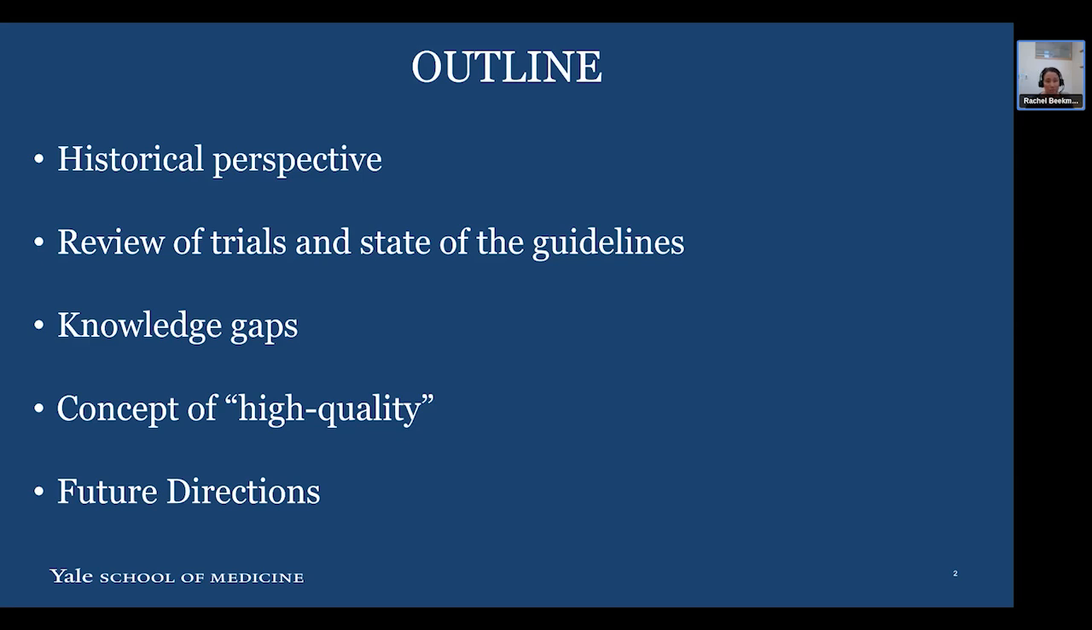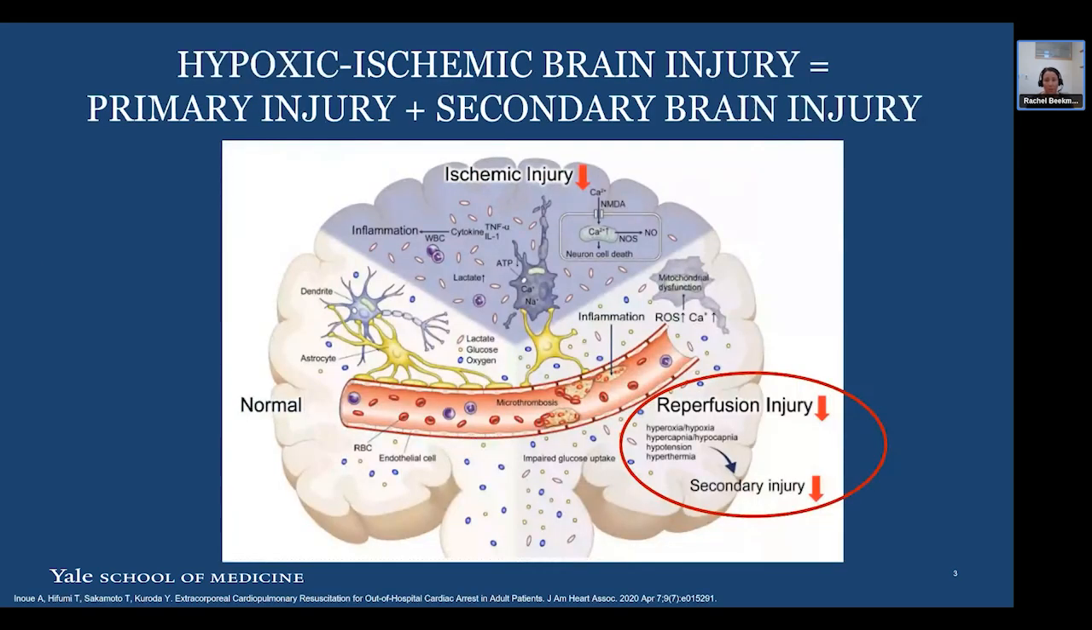future directions. Before we get into a talk about hypothermia, it is important to address what we're trying to accomplish in post-resuscitation care. Hypoxic ischemic brain injury is the #1 cause of morbidity and mortality following cardiac arrest. It is the result of both the primary anoxic event that occurs prior to return of spontaneous circulation and the secondary brain injury that occurs in the hours to days following return of spontaneous circulation.